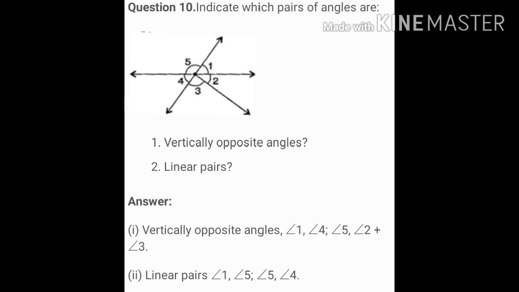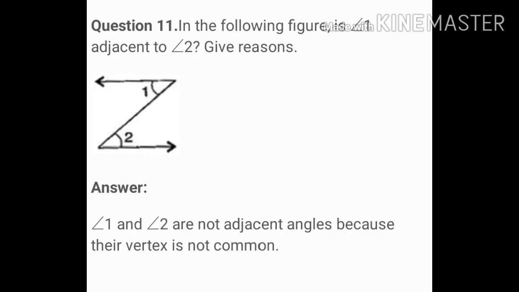So keep in mind that in linear pair and vertically opposite angles, you have to observe keenly and then write about the angles, whether they are vertically opposite or linear pair. Next question 11. In the following figure, is angle 1 adjacent to angle 2? Give reasons. Angle 1 and angle 2 are not adjacent because their vertex is not common.